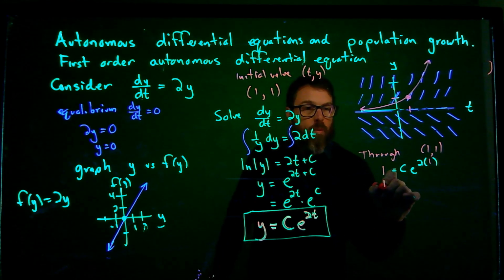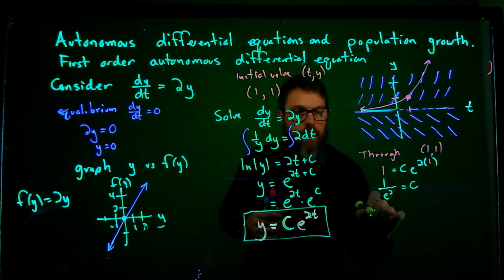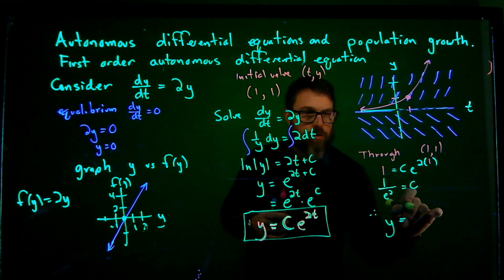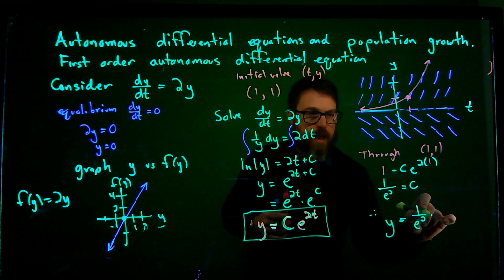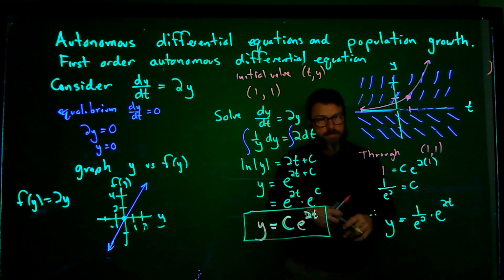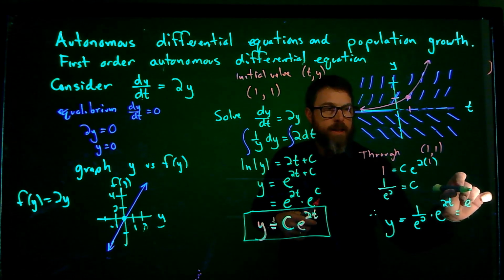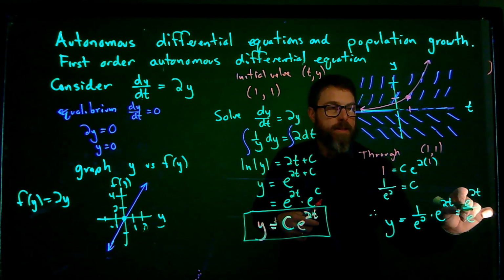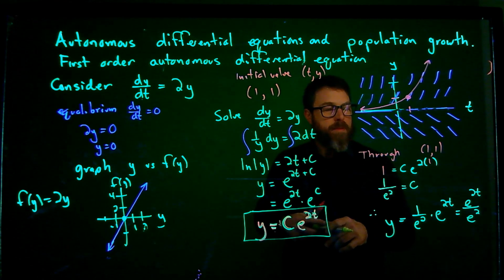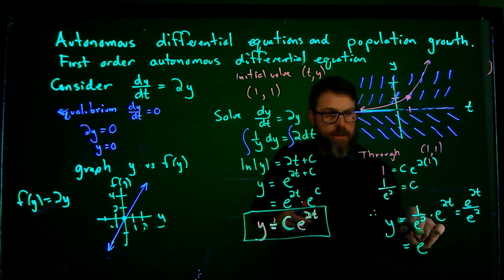So that means 1 over e squared would be equal to c. So finally, our solution is y is going to be equal to 1 over e squared times e to the 2t. Simplifying, e to the 2t divided by e squared, which is going to be equal to e to the 2t minus 2.